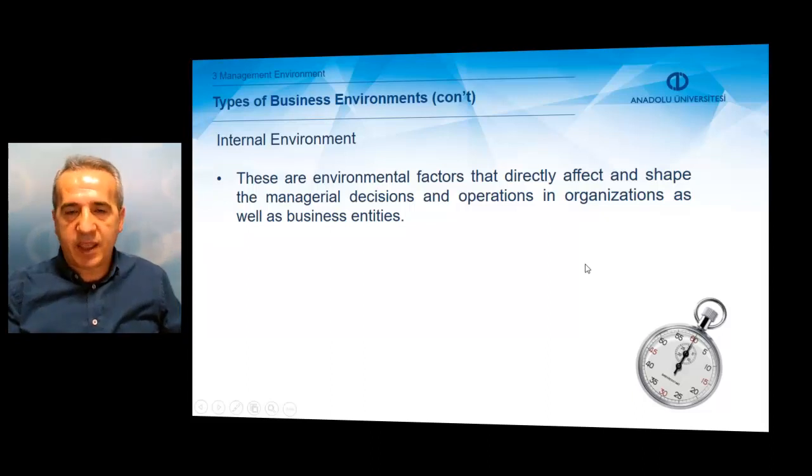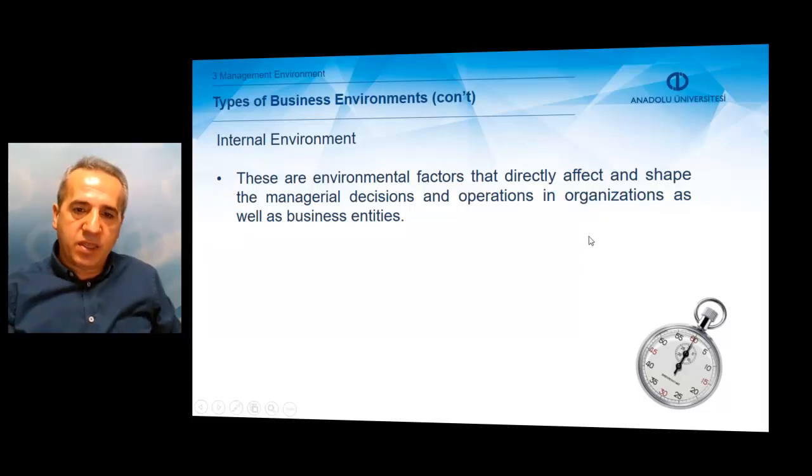After discussing the external environmental items, which are general environment and task environment, now we can focus on the internal environment. So these are the environmental factors that directly affect and shape the managerial decisions and operations in organizations as well as business entities. So we can add leadership and management into this category: organizational culture, human resources, organizational structures, business assets, financial strengths, and operational and managerial processes.